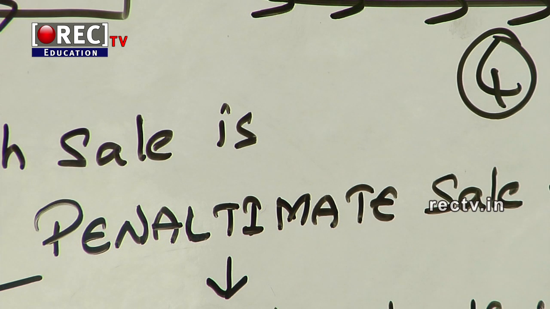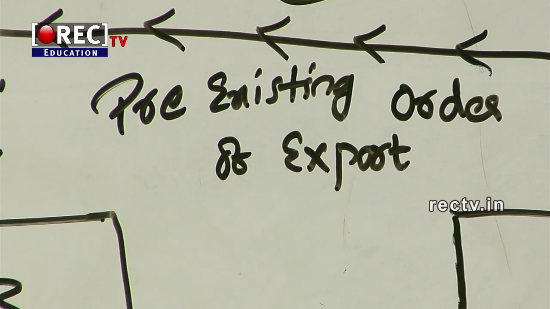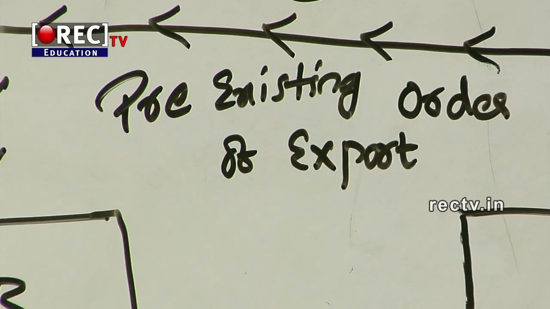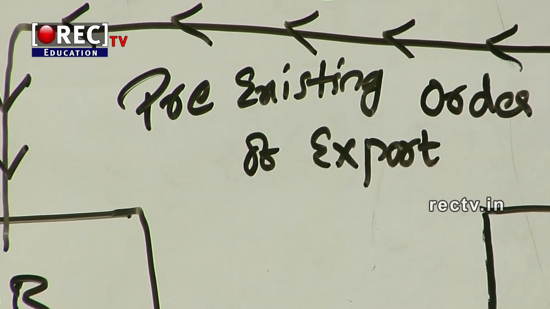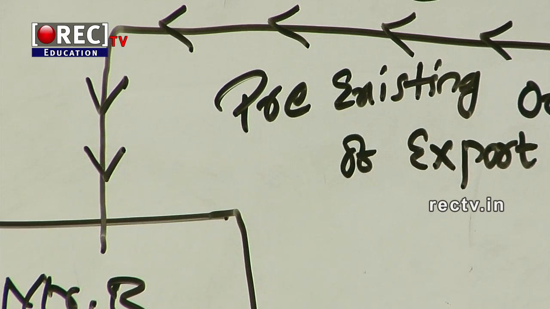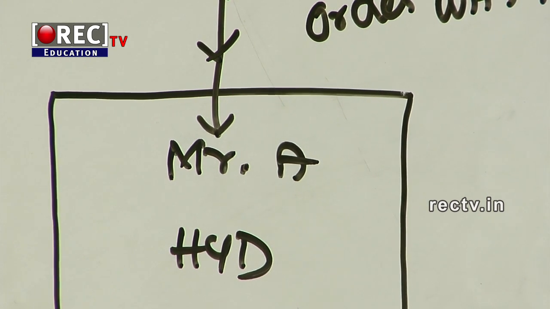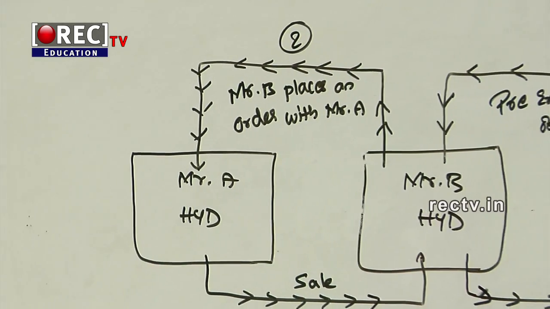So for penultimate sales, the following conditions are to be satisfied cumulatively to say the sale is a penultimate sale. What are those conditions? There should be a pre-existing order in relation to the export sale, and the sale is made to fulfill such order, and the person making the sale, that is in our example Mr. A, has to obtain Form H from Mr. B. So these conditions should be cumulatively met to say the sale is a penultimate sale.